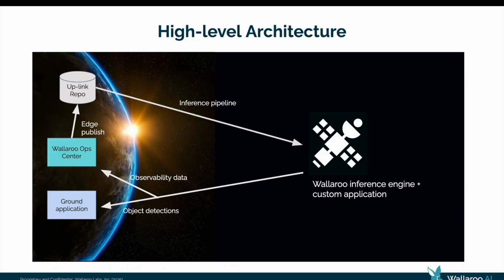First, let's talk about the architecture for this solution. We start on the ground with our Wallaroo Operations Center, which will automatically package up my models and then publish them out to a container registry for deployment. I can then uplink those model container images to my satellite on orbit, which is running a custom application that will make use of these models that have been deployed on the edge. Finally, we send our key insights and full-size images as well as model diagnostics to the ground as bandwidth allows.